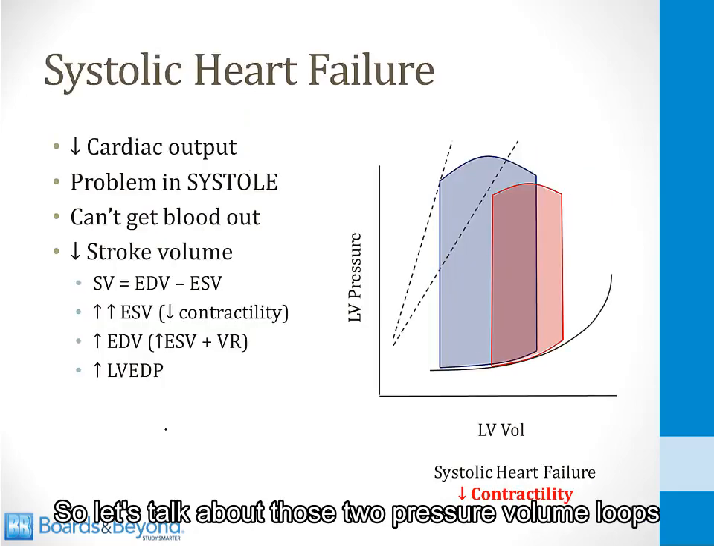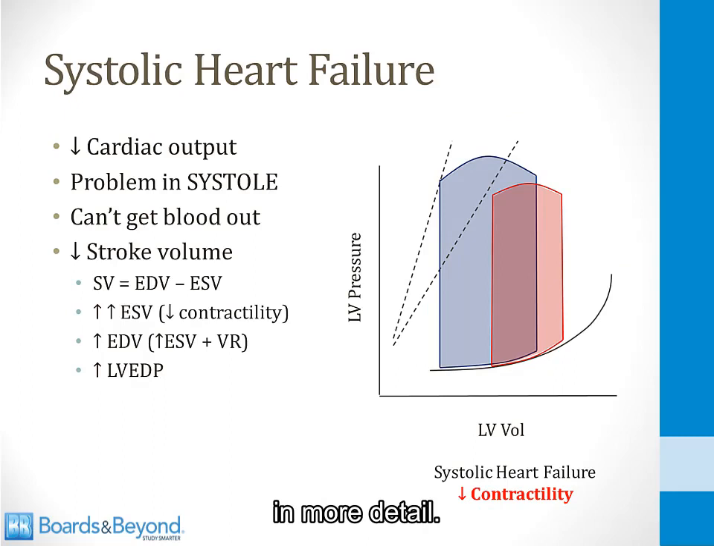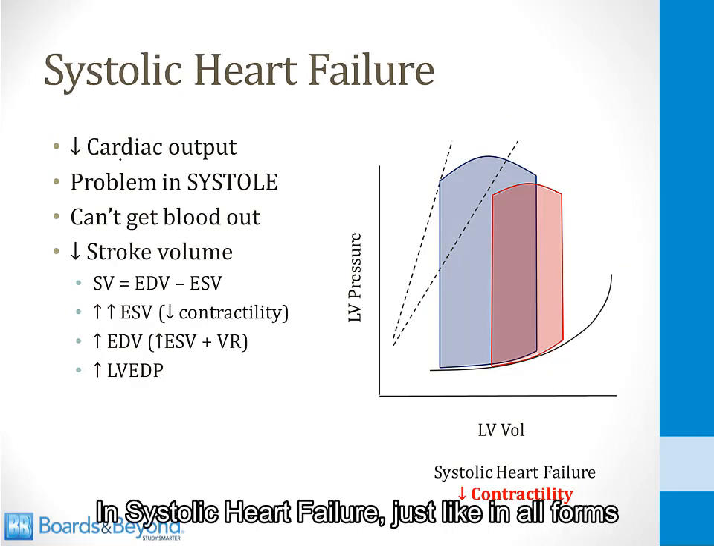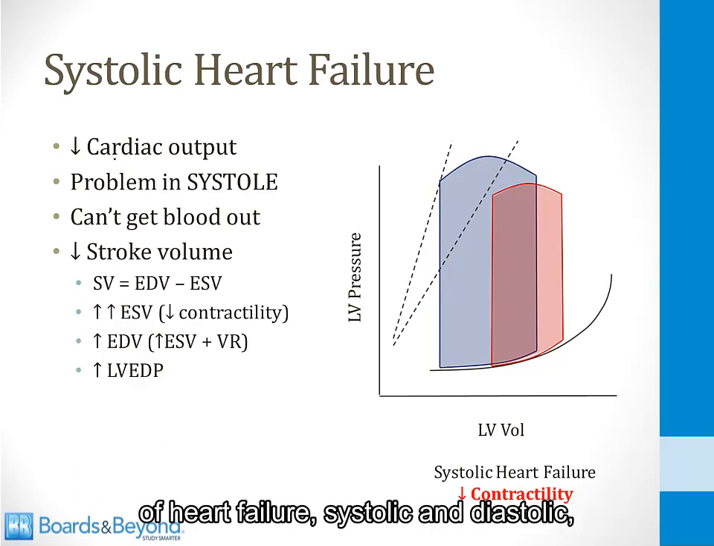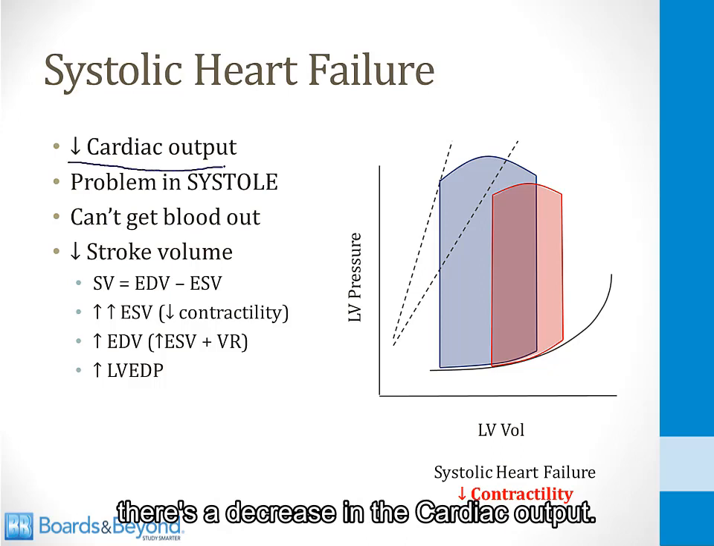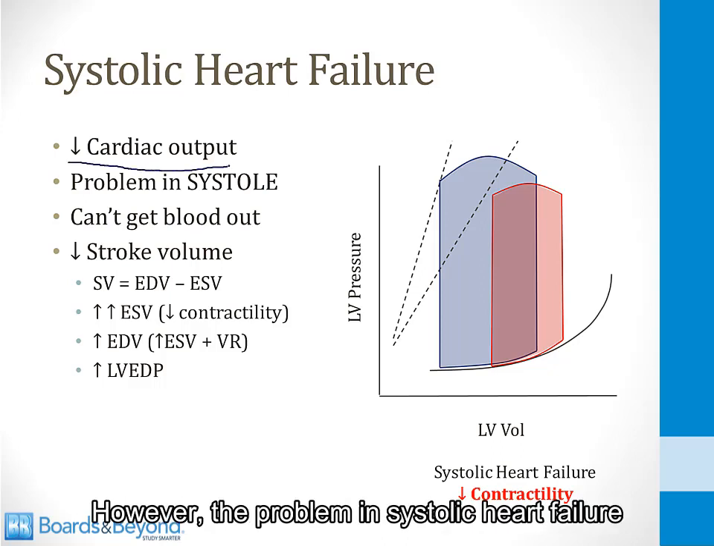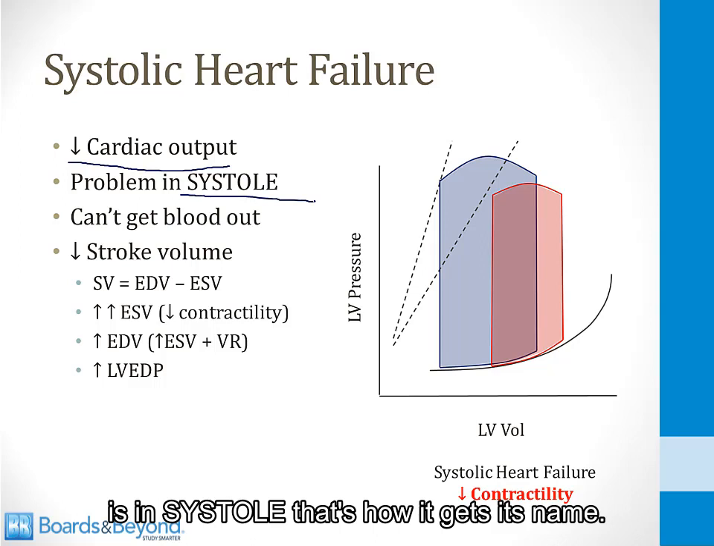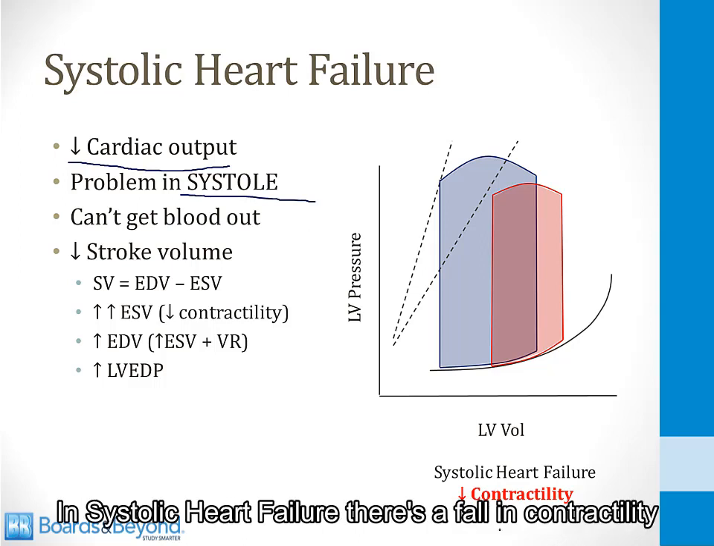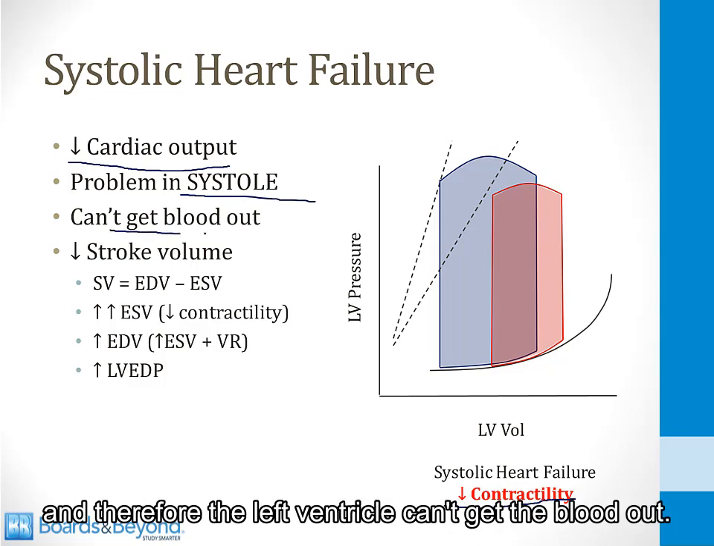So let's talk about those two pressure volume loops in more detail. In systolic heart failure, just like in all forms of heart failure, systolic and diastolic, there's a decrease in the cardiac output. However, the problem in systolic heart failure is in systole. That's how it gets its name. In systolic heart failure, there's a fall in contractility, and therefore the left ventricle can't get the blood out.